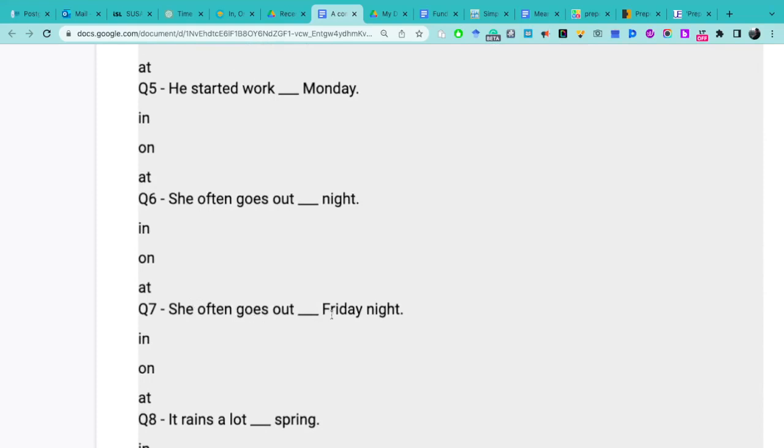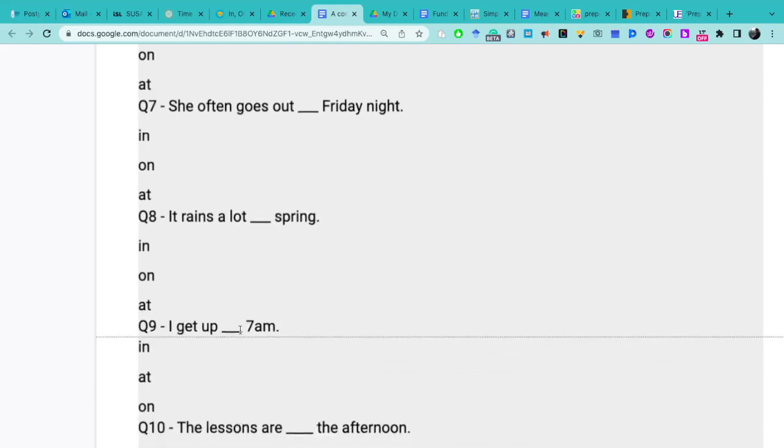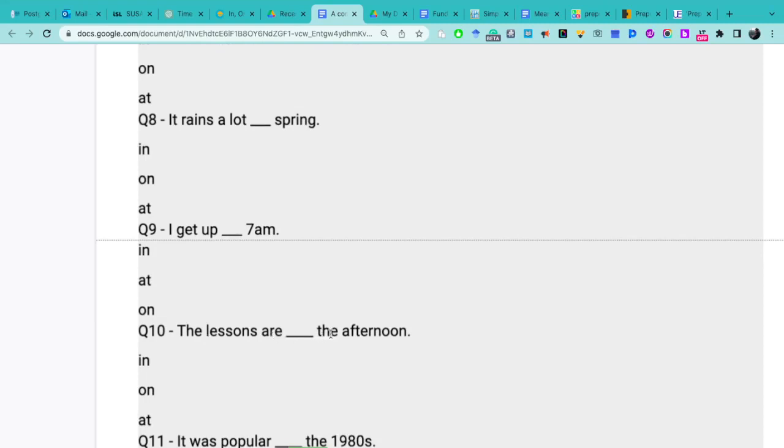Here: she often goes out Friday night. Here we have a part of the day, and we have Friday, which is the day of the week, so we must use on Friday night. Question number eight: it rains a lot spring. Yes, you got it. The preposition is in spring, because spring is a season, and with seasons we use in. I get up 7 a.m. Yes, you got it. The preposition to be used here is at. And question 10: the lessons are the afternoon. Afternoon is a part of the day, so we use the preposition in the afternoon.